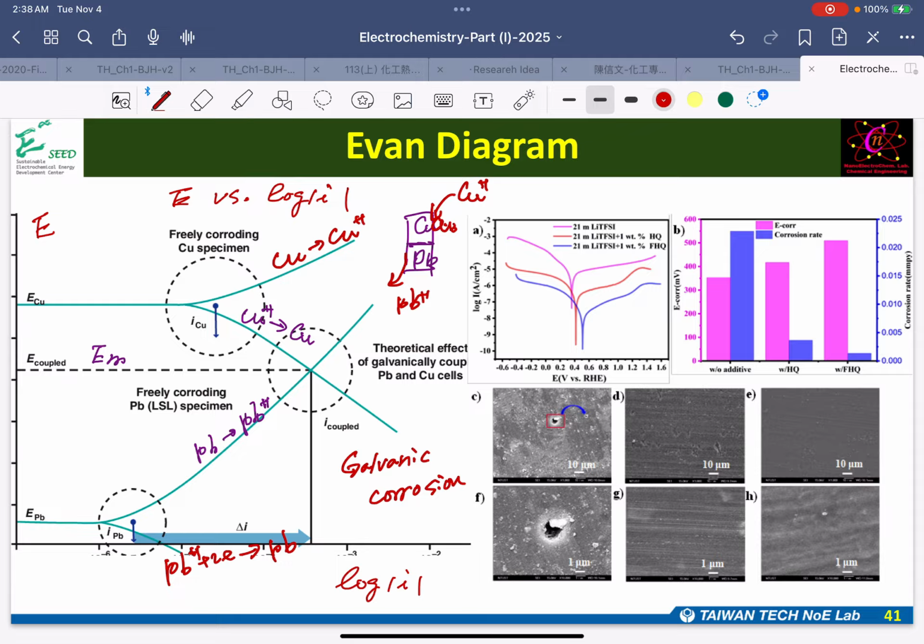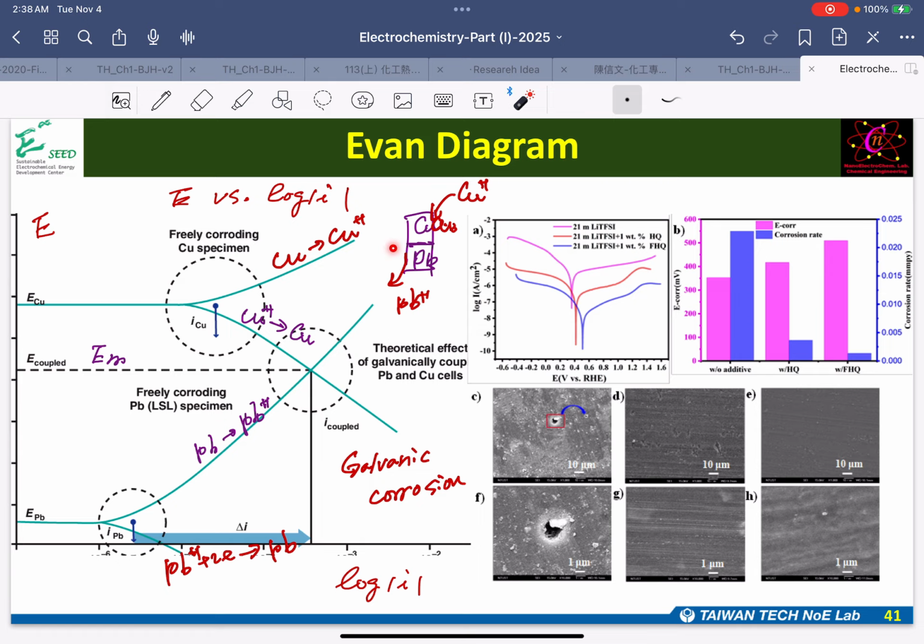This galvanic corrosion: if you put two metals or two elements together with different potential, the one with the lower potential will be oxidized, and the other metal with the higher potential will be maintained. So, and what's the rate? You can see if you extend this polarization curve, right? This oxidation of the lead and this reduction of the copper ion.